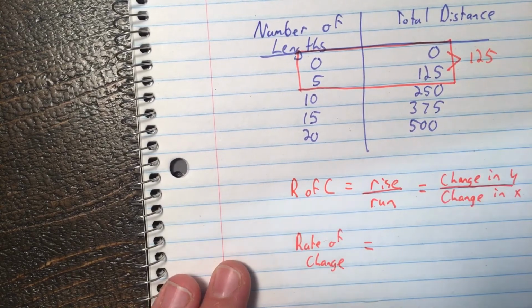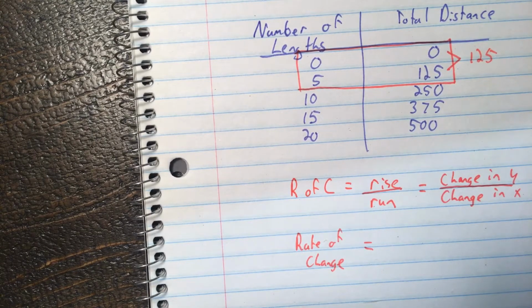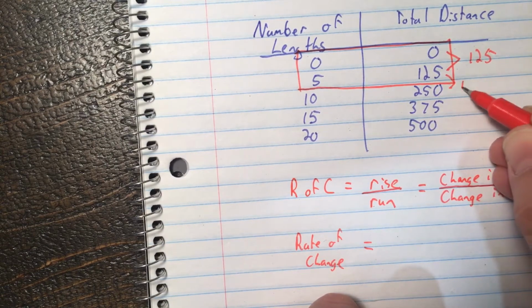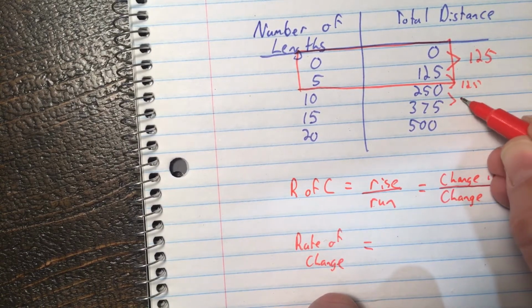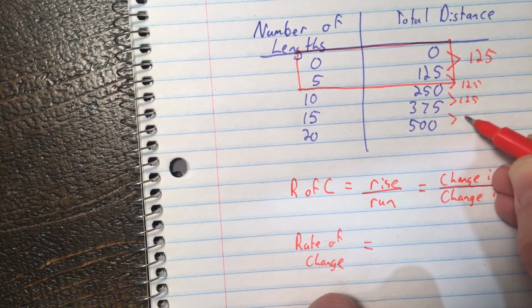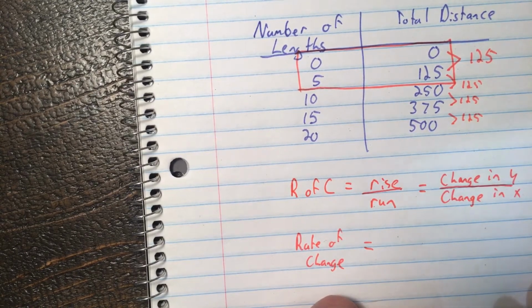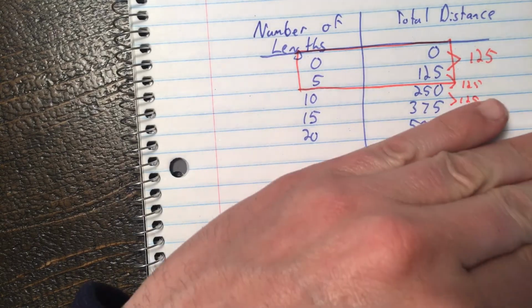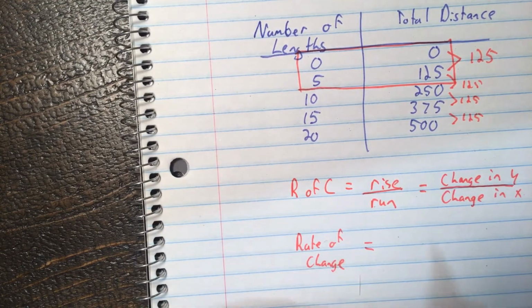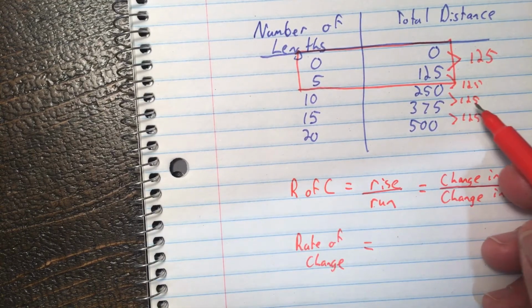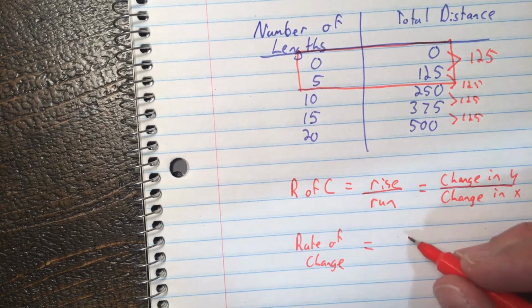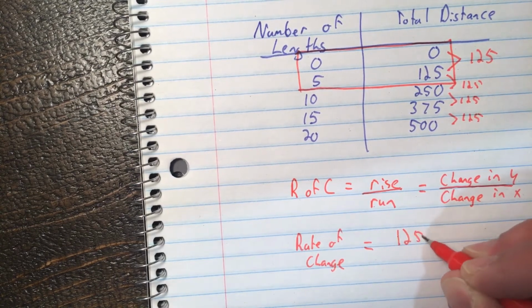By the way, I'm telling you this is a linear relation, but if you didn't know, we can just check the first differences. This also goes up by 125, 125, 125. Therefore, this is a linear relation, but that's not what's important right now. I'm telling you this is a linear relation, so we're looking for the rate of change. The rise, well, they go from 0 to 125. So the rise is 125.